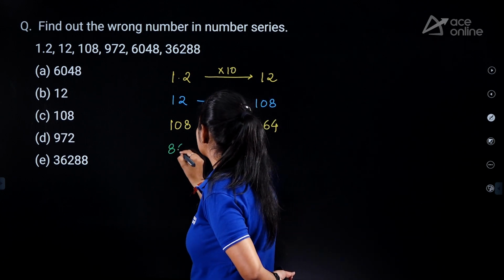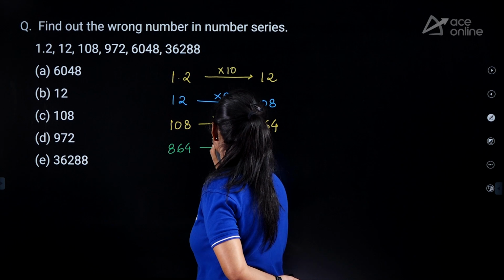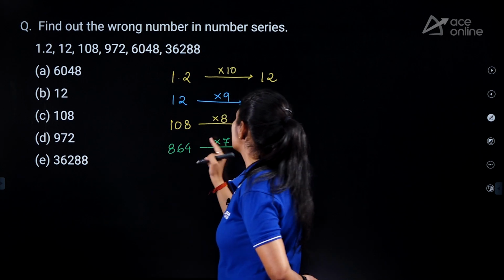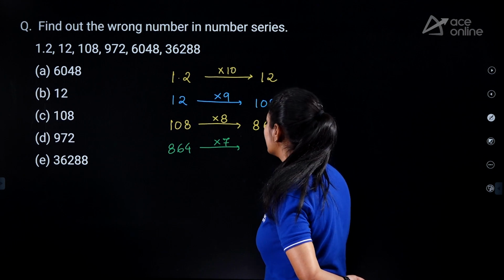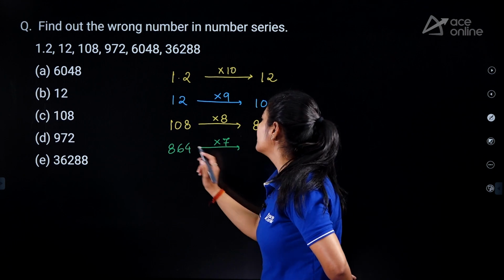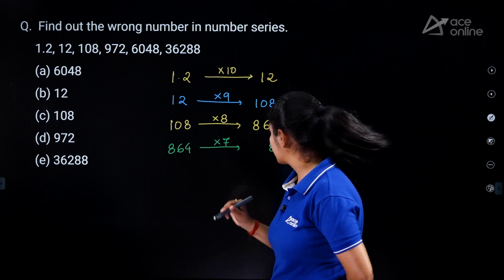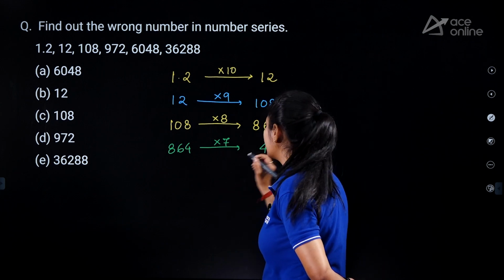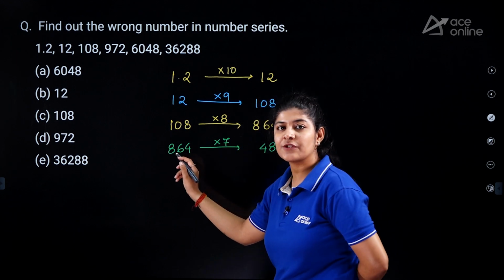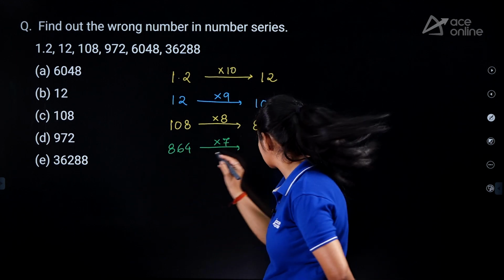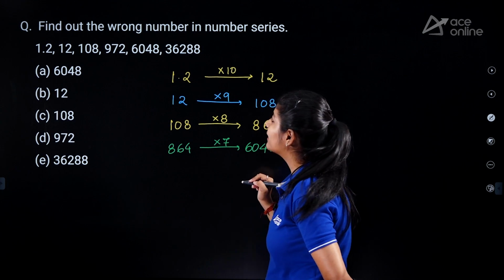So 864 into 7. So I know that 7 into 4, that is 28, right? So the 2 is carried forward. 7 into 6, that is 42. 42 plus 2, 44. 4 is carried forward. Here we are having 7 into 8, that is 56. 56 plus 4, that is 60. So do we have that in our option?